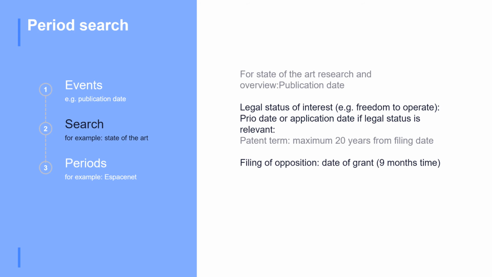A patent can last up to 20 years from the filing date at the longest, so you should also have that in mind. If you want to file an opposition or an objection, you have 9 months after the grant, so there you should look for the date of grant and then calculate 9 months from that, and that's the latest you can file an opposition.